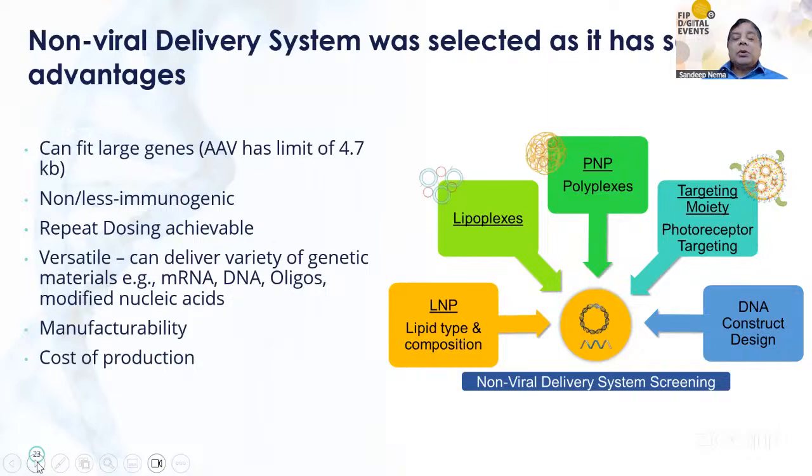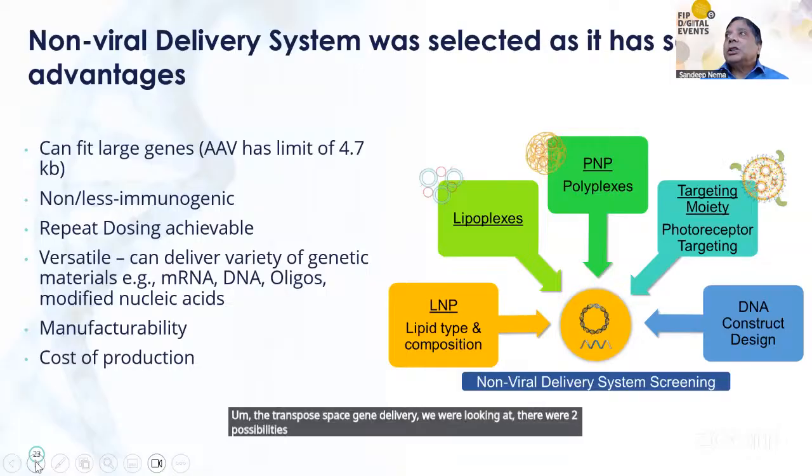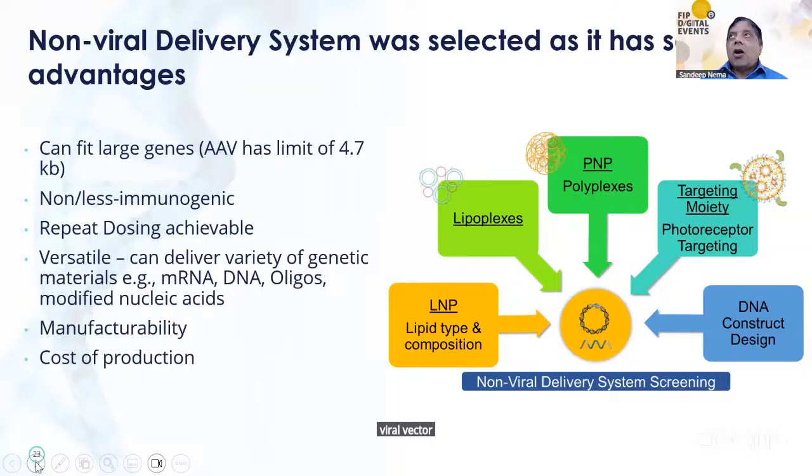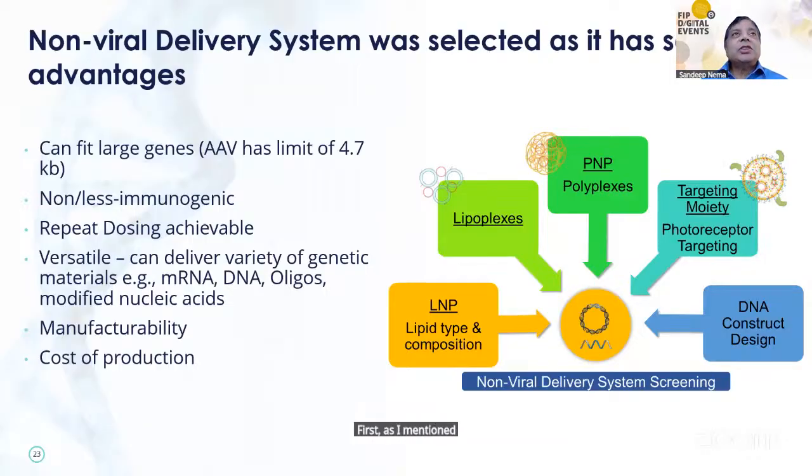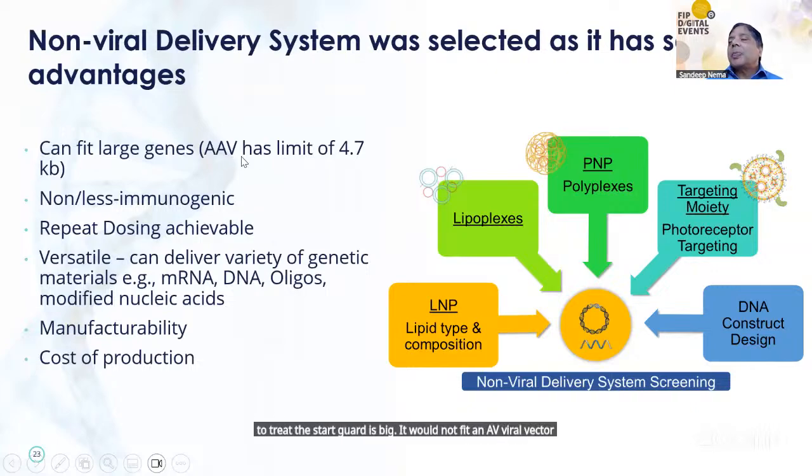So when we were looking at how to deliver the transposase-based gene delivery, there were two possibilities. We could either use a viral vector to deliver these or a non-viral system. We went with the non-viral system for several reasons. First, as I mentioned, the size of the gene to treat Stargardt is big. It would not fit an AAV viral vector. Therefore, that was not a possibility.